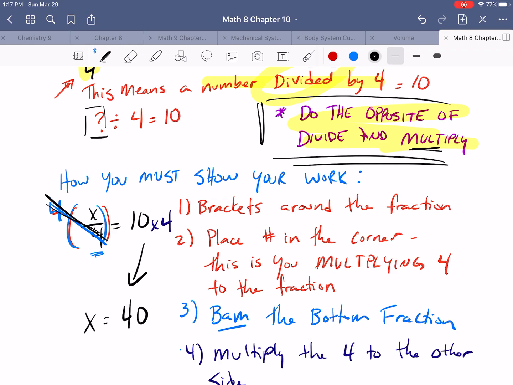Whatever we do to one side, we got to do to the other side, and that is we times 4 up here. And so basically 10 times 4 is 40, and that's the answer.